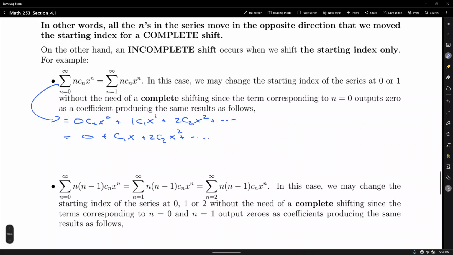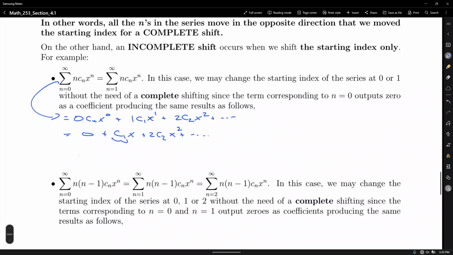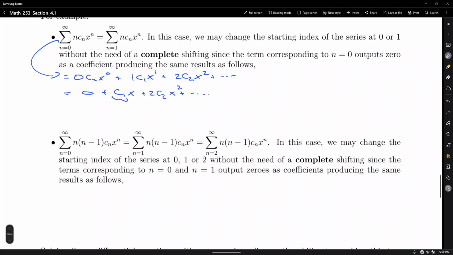So what's the first term that appears? Isn't that c sub 1? Now have a look at the series below. The series sigma n equals 0 to infinity of n times n minus 1 c sub n x to the n. That's exactly the same as simply changing the starting index to 1 or to 2. That's not going to affect anything.